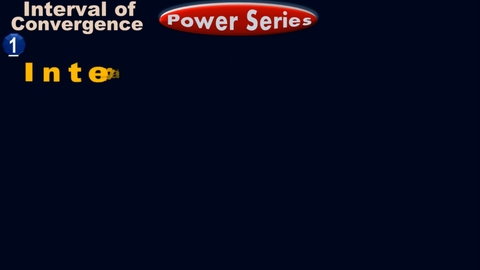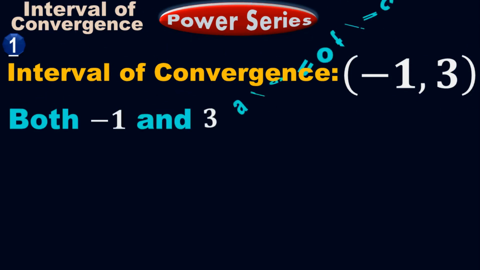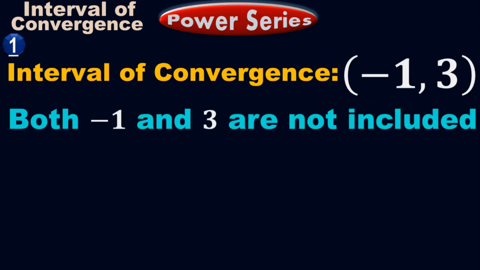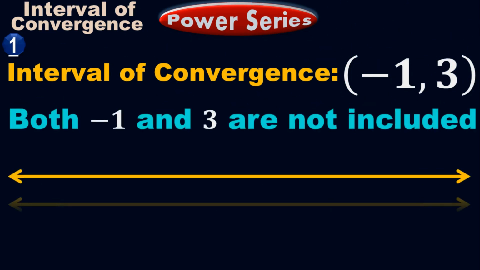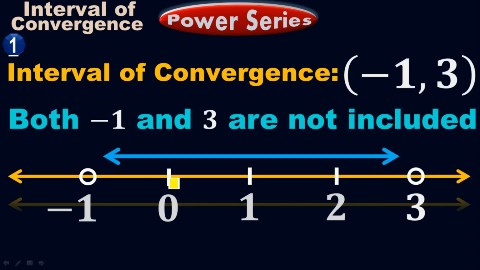So we can write the interval of convergence inside parentheses, because both negative 1 and 3 are not included. Let me check it on the number line. This is my number line. The interval is between negative 1 and positive 3. Look, on the right of the 0 we have positive values 1, 2, 3. On the left we have negative values. So from negative 1 up to positive 3, this is my interval.